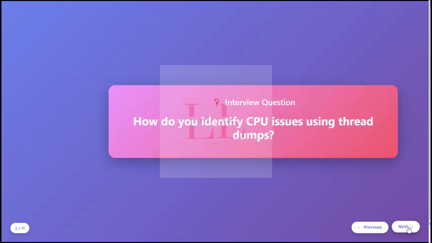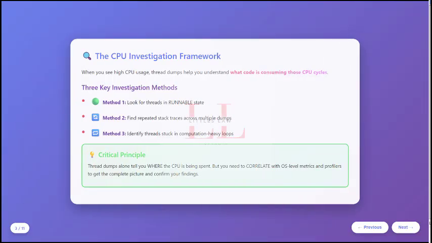So moving on to the third slide. When investigating CPU issues, I normally use a three method framework combined with correlation techniques. The three investigation methods are: first, looking for threads in runnable state. In fact, we discussed what a runnable state is, and what the other states are, in the previous video. And secondly, finding the repeated stack traces across multiple thread dumps.